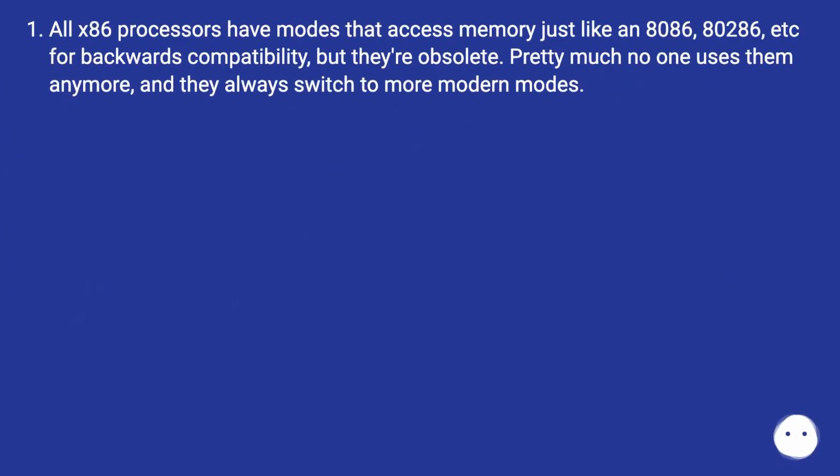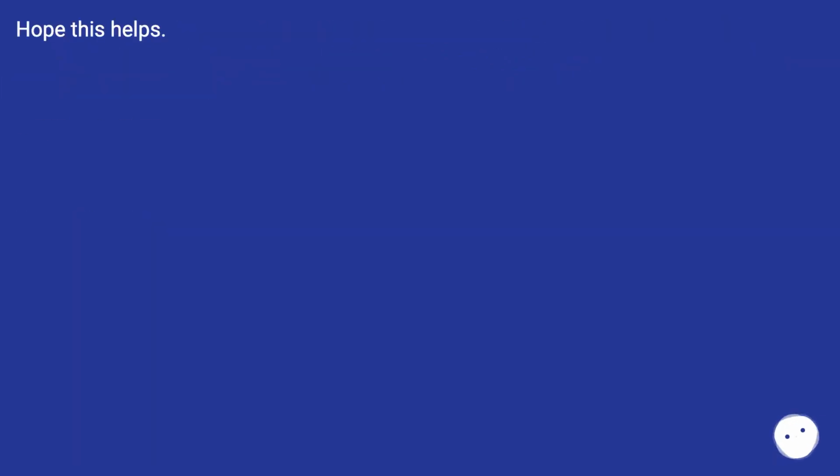All x86 processors have modes that access memory just like an 8086, 80286, etc. for backwards compatibility, but they're obsolete. Pretty much no one uses them anymore, and they always switch to more modern modes. Hope this helps.